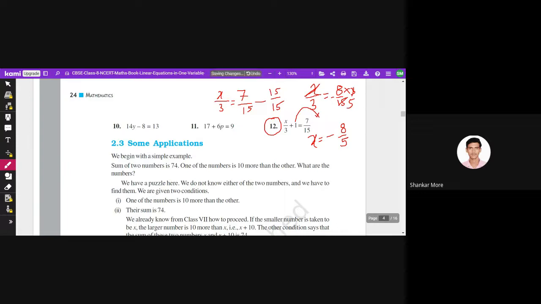I think it should be clear for you, right? It is going to be x is equals to -8/5. ठीक है, समझ में आया सब कुछ? किसी को कोई डाउट? Anyone? Do you have any doubt? If you have doubt, you can put it in the chat box. No? Nice to know that you don't have any doubt. Okay. Yeah, x is equals to -8/5. Good.